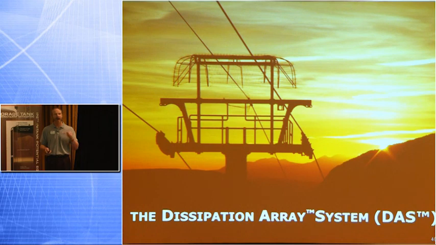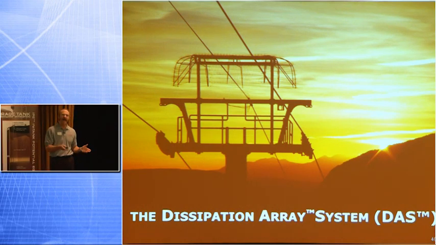I like to refer to it this way: lightning rods react to a lightning strike in the area concerned. It develops an upward streamer. So it's a reactive system from that standpoint. We are a proactive system. What do I mean by proactive?